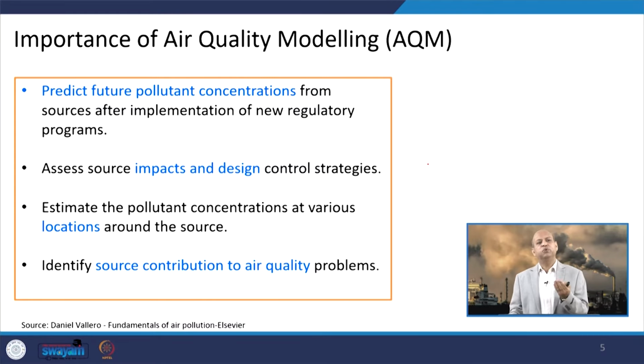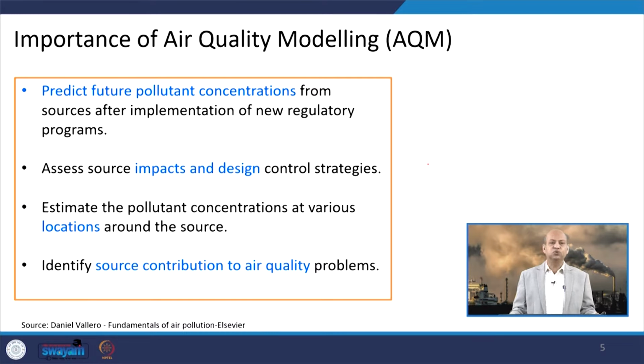In a regulatory program, an assessment can be done, like suppose you are going from BS4 to BS6. So, emissions will be reduced, but the quantity of vehicles is growing. So, what will be the impact of that? How much air quality improvement will there be if emissions are being reduced? Those kinds of things can be done by this air quality modeling also. There are other ways also, but that is the more important way.